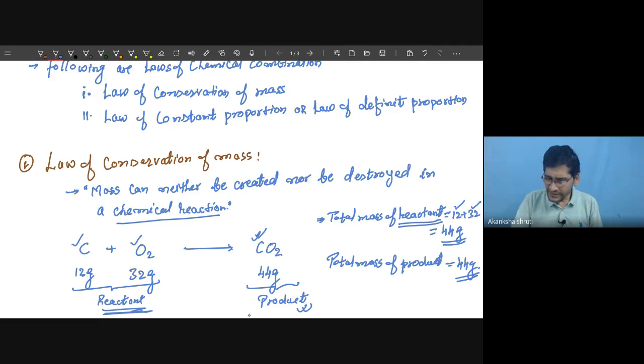Now consider the total mass of product. In the product we have only one substance, so the total mass will be the same, no need to change that. So the total mass of product is already 44, so we can write that here. Here we are observing that the total mass of reactant is 44 and the total mass of product is also 44. So what can we conclude from this? Both are 44. It means the total reactant mass is equal to the total product mass. The terms reactant and product themselves indicate it is during the reaction.